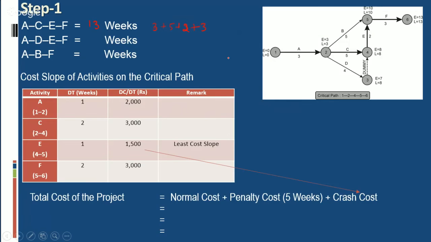Another possible path is A, D, E, F. Its duration is 12 weeks. Path A, B, F: 3 plus 5 plus 3 is 11 weeks.